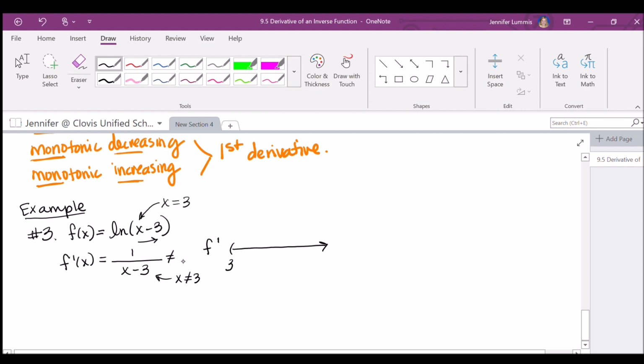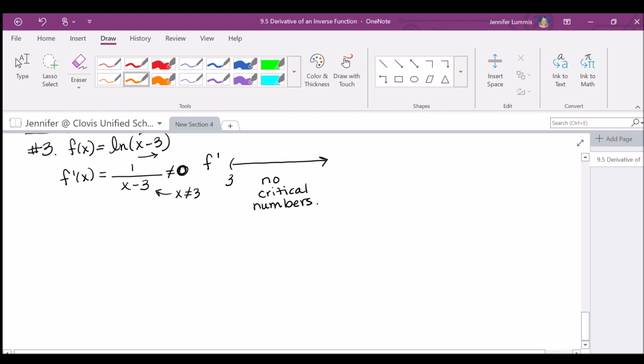There's nothing that's going to make this fraction equal 0, so we're not going to get any critical numbers at all. All that means is that we have no values to test over, and that the function is always doing the same thing. It might be always increasing, always decreasing, or maybe it's just a constant function, a horizontal line. We just know that's not what's happening. So we plug in any test number we like, anything bigger than 3. Let's say we plug in 5.